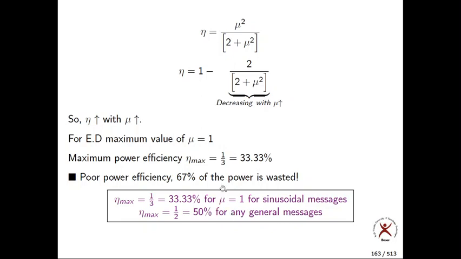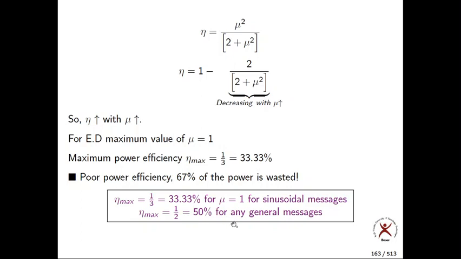Here we have calculated all these power efficiencies for what signal? Sinusoidal message signal. That's why you got 33%. It is correct. But if you change the message signal to any other type, you will get a maximum of only 1/2, not more than that. You take any signal, you won't get more than 50%. That is also true. So in any way it has poor power efficiency.